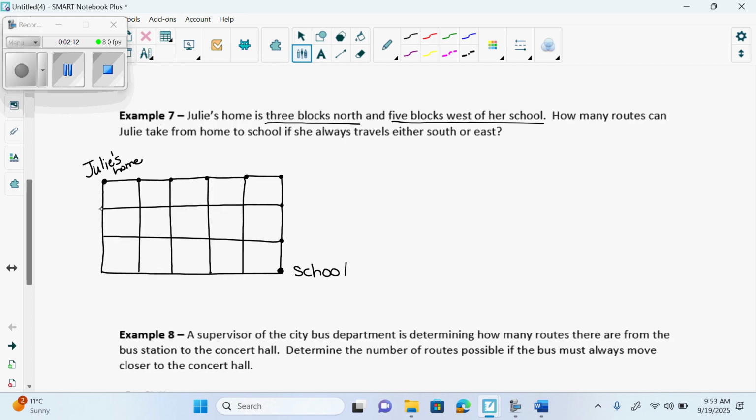So it says, how many routes can Julie take from home to school traveling east or south? She has to go either down or over. If she could go back, she would circle. She could have infinity pathways. She could be crazy. She's like, I don't want to go.